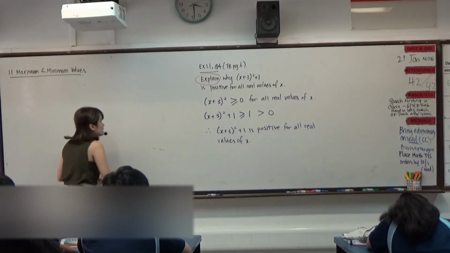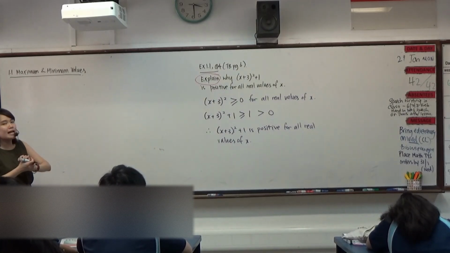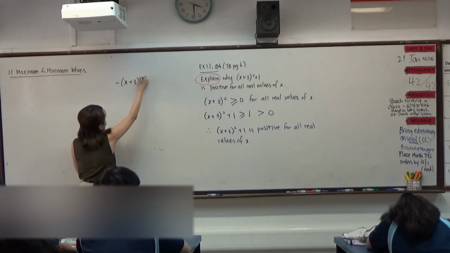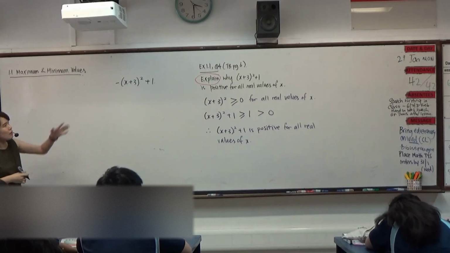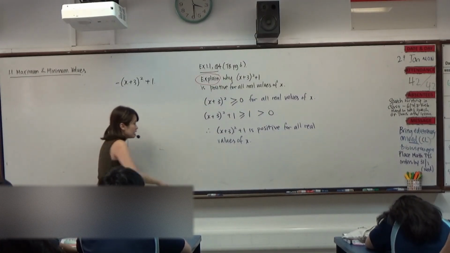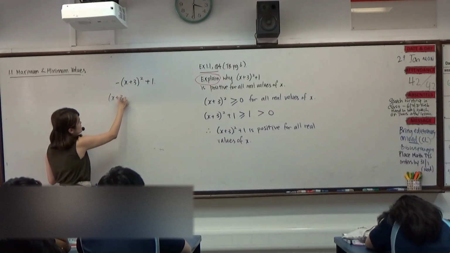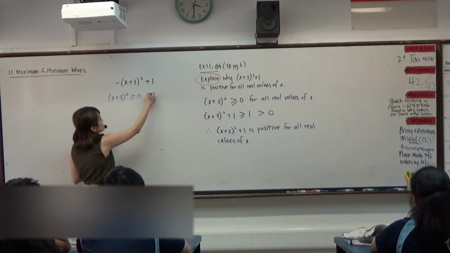So Isaac over there asked, what if the question is negative x plus 3 squared plus 1? Are we able to also say that it is positive for all real values of x? Let's test it. We know mathematically that x plus 3 squared is always more than or equal to 0 for all real values of x.